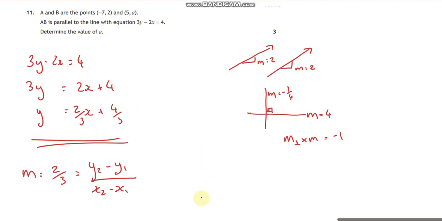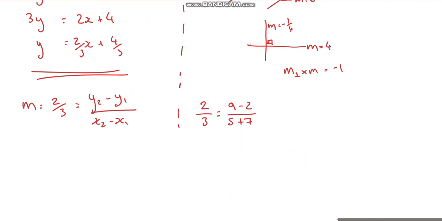So let's rewrite that then. Let's say that 2/3 is going to be equal to, and I'll just call y2 a. So a take away 2 divided by 5 take away negative 7. So it's plus 7. And then it's just really a simple rearrange. I'm going to put that in blue just because it looks like a 9, just to show it's not a 9. So we're saying that 2/3 is equal to a take away 2 divided by 12.